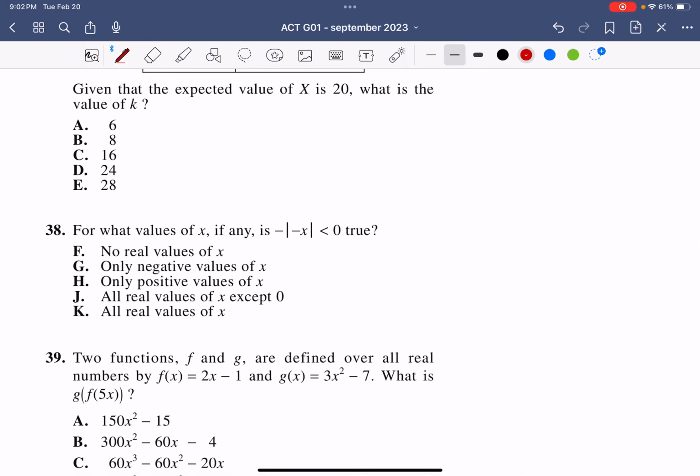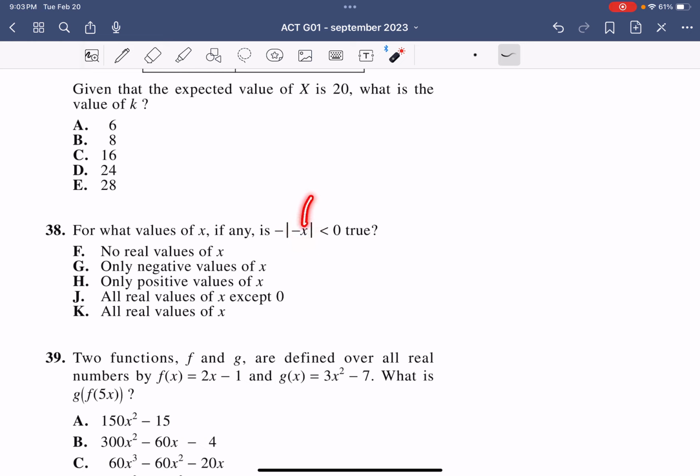Question 38: for what values of x, if any, is the negative of the absolute value of negative x less than 0 true? There isn't a whole lot to do here. You can try to plug in numbers, or we can think of it by breaking it up into pieces. So let's focus on this first piece right here.